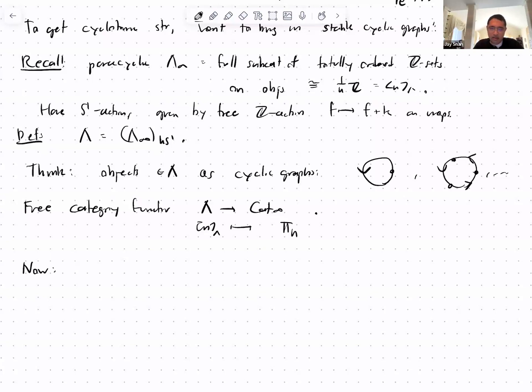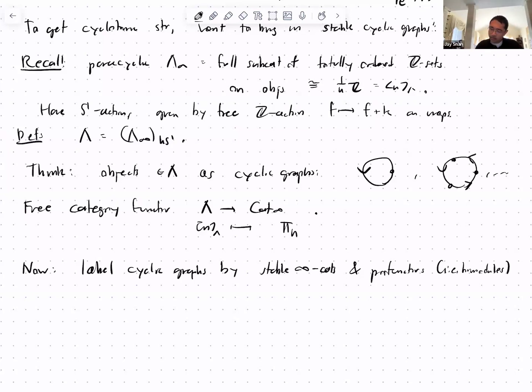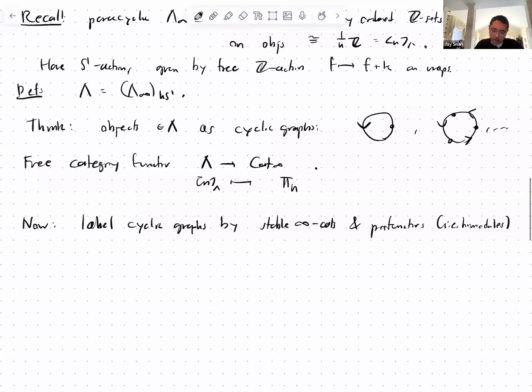Now, with these cyclic graphs, where does the notion of a stable cyclic graph come in? Well, I'm going to take these vertices and edges and try labeling them. So I'll label cyclic graphs by stable infinity categories and profunctors, i.e. bimodules thereof. To just draw some pictures to explain this.